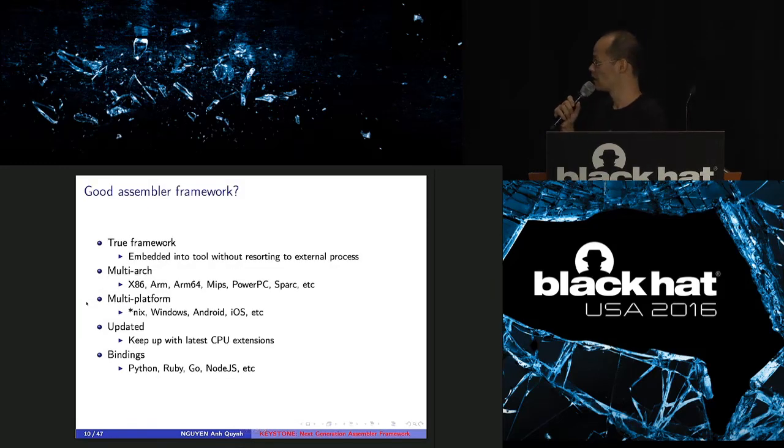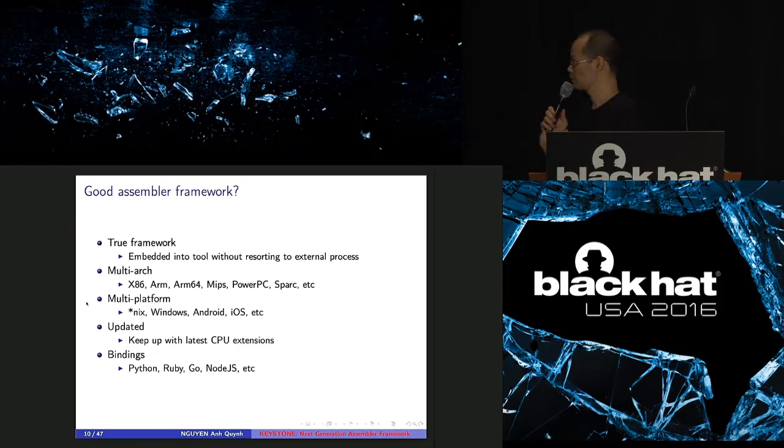So here's my definition of a good assembler framework. The first one is that it should be a true framework, which means you can independently build your tool on top of the framework. If the framework calls an external process to compile the assembly instruction, that's not good, right? So a true framework must embed everything inside, and you can build your tool on top of that.